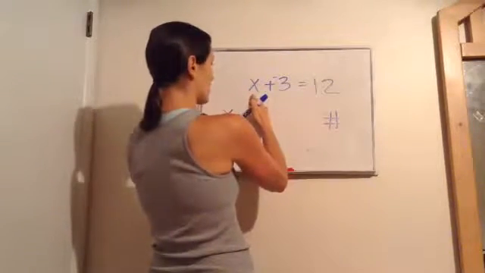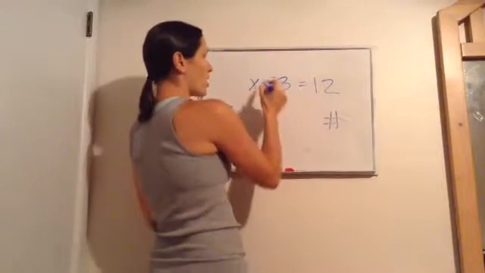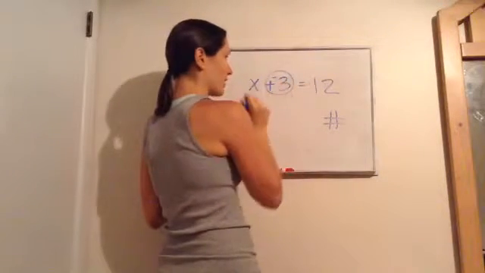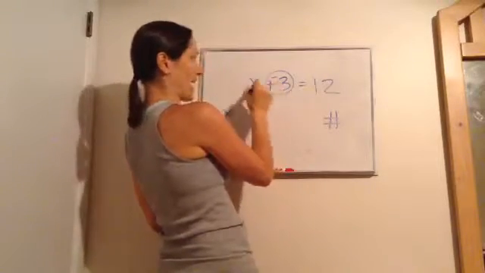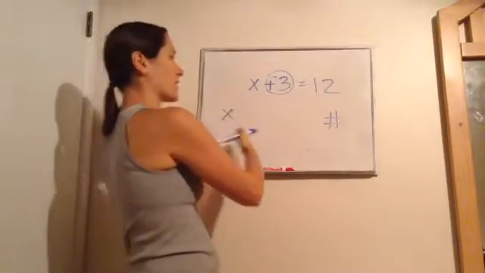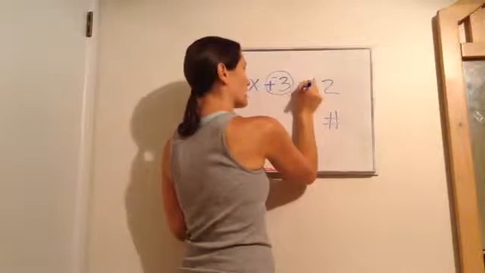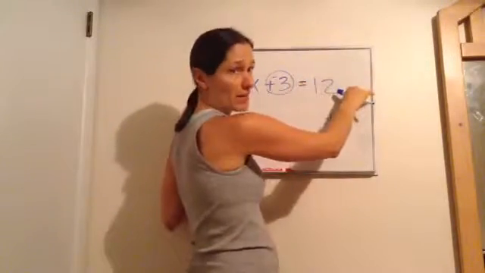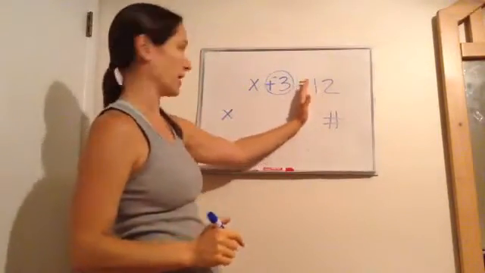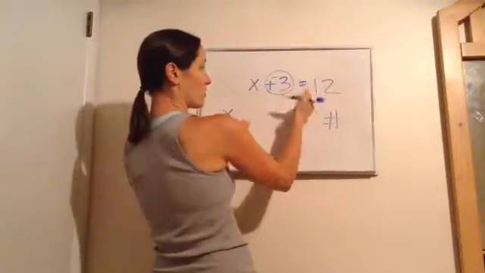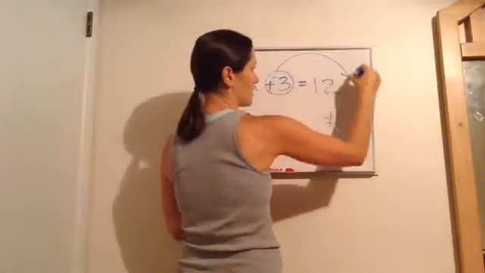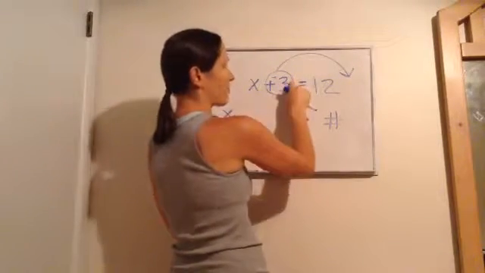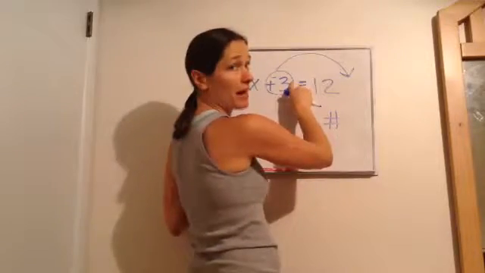So I want my x's on the left and my numbers on the right. Right now I have this negative 3 with the x. When I say I want the x's on one side and the numbers on the other, the x's need to be on the left side of the equals, and the numbers need to be on the right side of the equals. So this is your middle point. We've got our x on the left side, but we need to move this negative 3 to the right side, and it needs to become a positive 3.